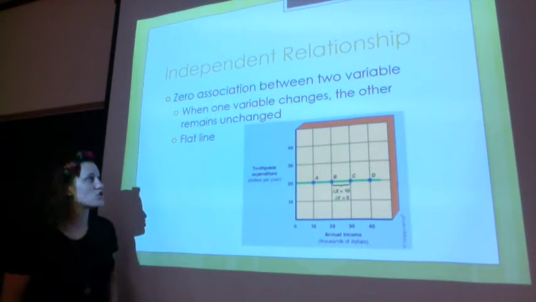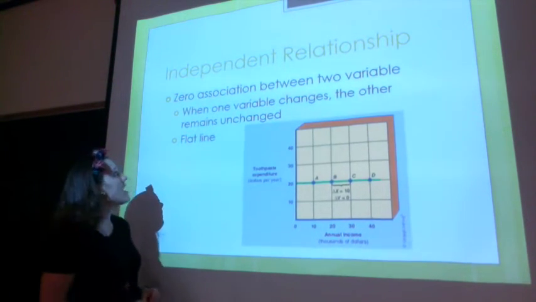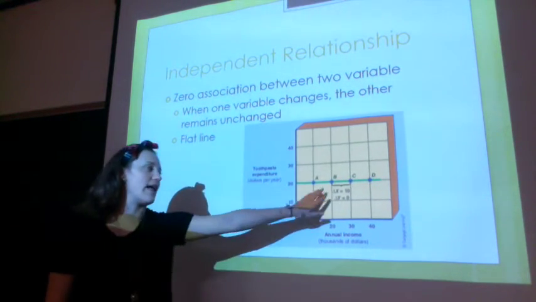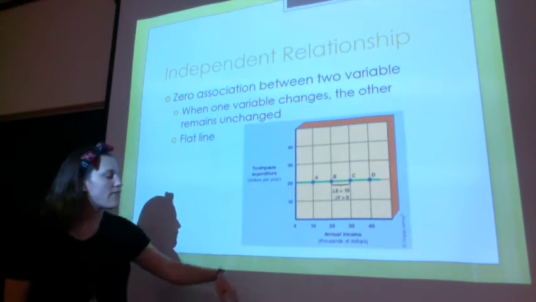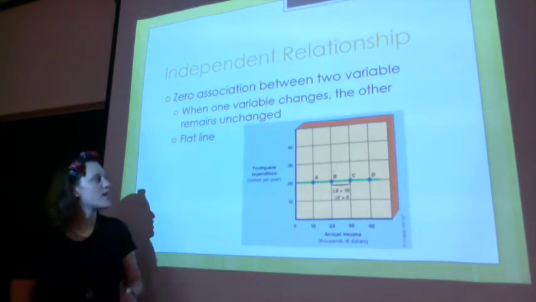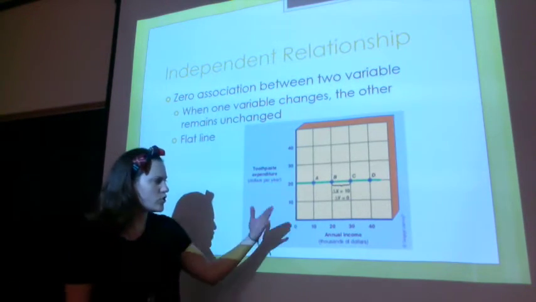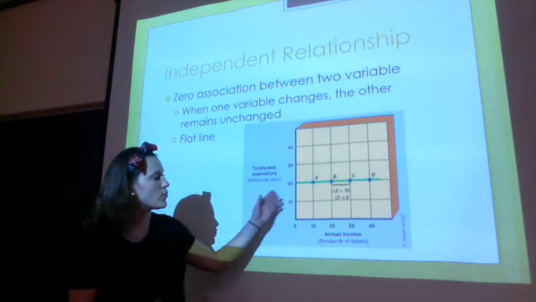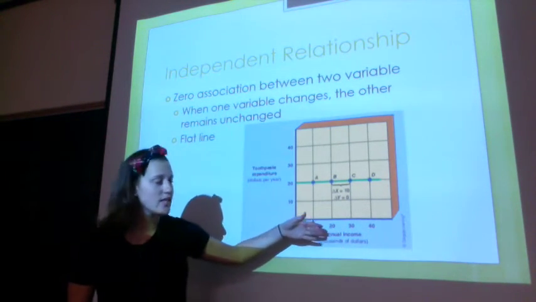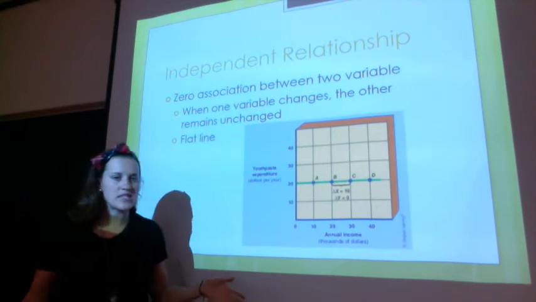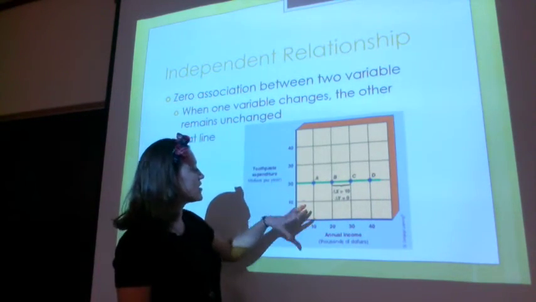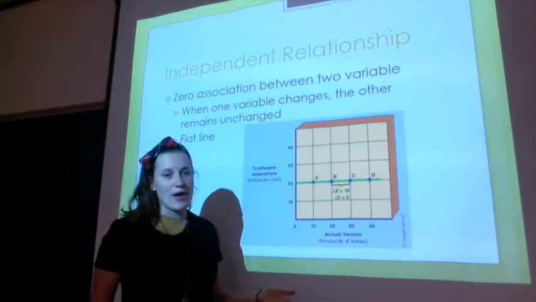Another relationship is the independent relationship. This is a zero association between two variables, and this is shown by a flat line. We can see in this graph that we're looking at annual income and toothpaste expenditure. We have a flat line here, which means that these variables don't affect each other. Someone who makes $100,000 in a year versus someone who makes, let's say, $30,000 a year, doesn't change anything about this graph. They pay roughly the same amount for their toothpaste.